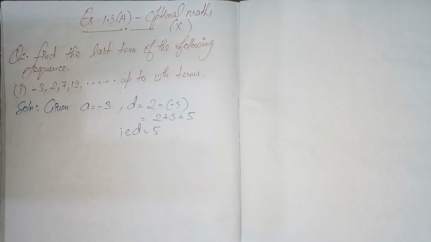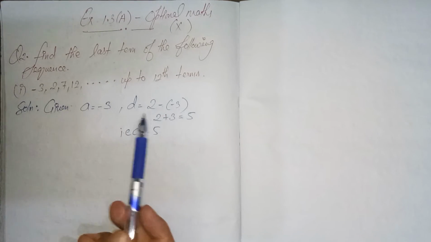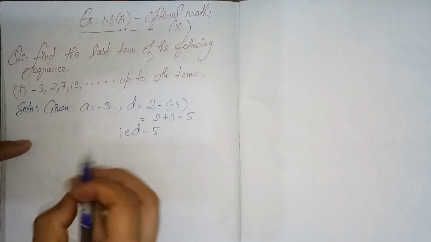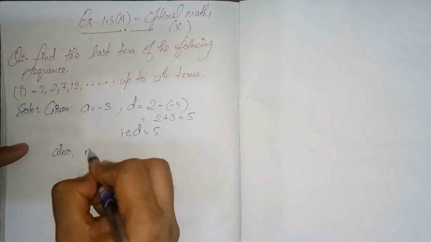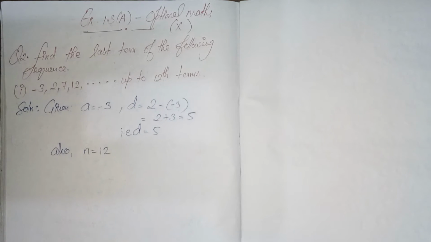Now one more thing: if you have to find the nth term, then in this particular case it is asking you to find the last term, and the last term is the 12th, so n is equal to 12, since it is the last term. Now all the details have been provided and we have extracted the values of a, d and n from the given question. Now simply we have to put in the formula.